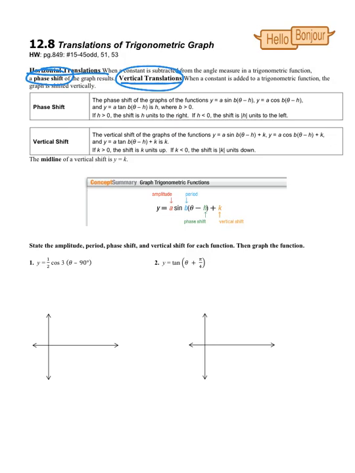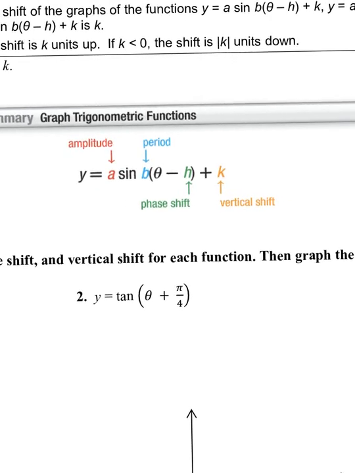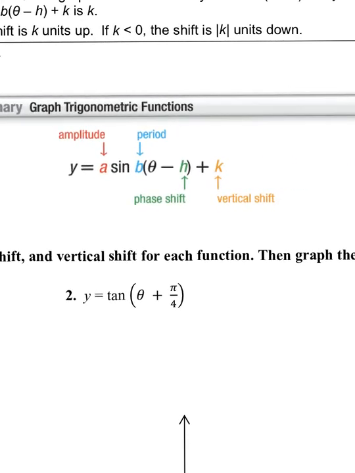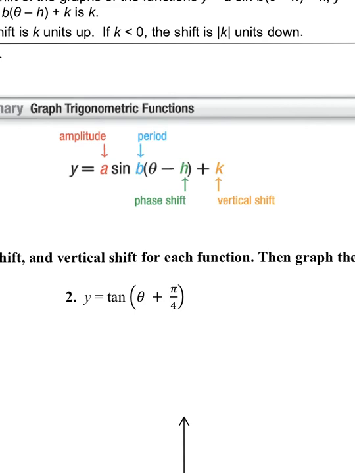All right, so I like this summary right here of all the things that you can do to a trig function. Okay, so from the previous lesson, if we multiply outside the function, this affects the amplitude of the graph. And if we multiply inside the function, that affects the period of the graph. All right, now what's new is what happens when we add or subtract something inside the function. That would create a phase shift.